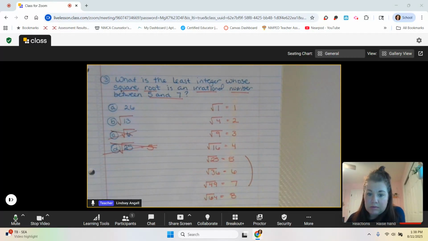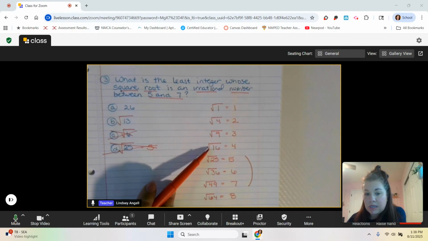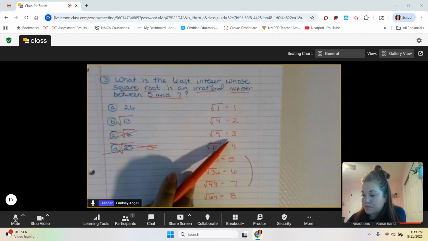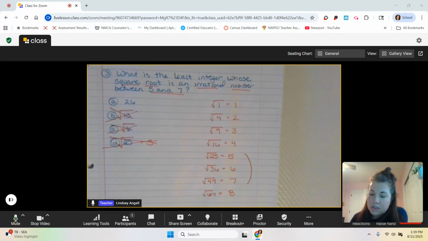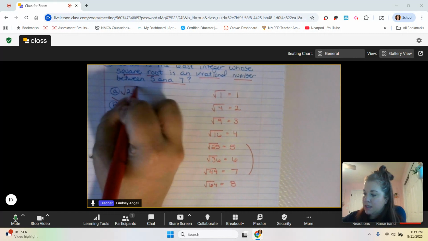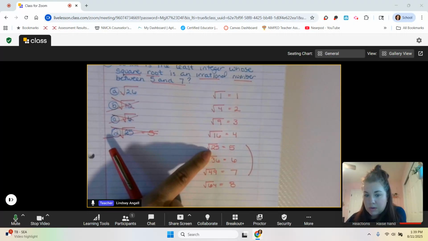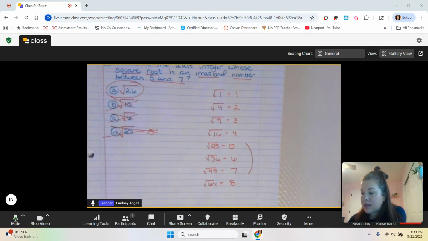Square root of 13. Okay, well, that's right in between the square root of 9 and the square root of 16. It would be sandwiched right there. That's not between 5 and 7. That would be somewhere between 3 and 4, so that one doesn't work either. Which leaves us with 26. 26 is not a perfect square. We can take the square root of it. That's going to fall right in between here, very close to the square root of 25, but not perfect. And it does fall between 5 and 7. So that would be our final answer.